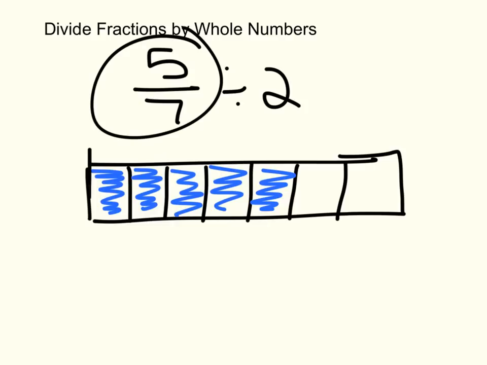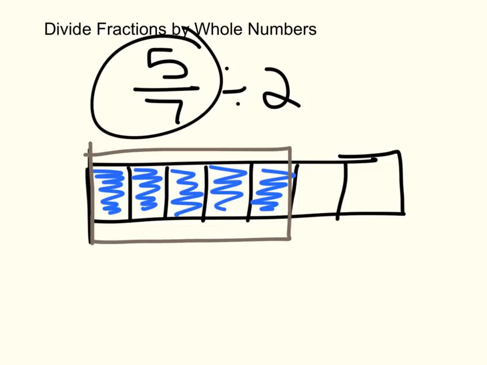Because if I look at this, let me change colors. That's what I have. That's what I'm trying to divide by 2. And that would be right here. So it wouldn't make sense for me to say I have 2.5 sevens. I want to know a more exact value here. So we're going to get rid of this divide right here.